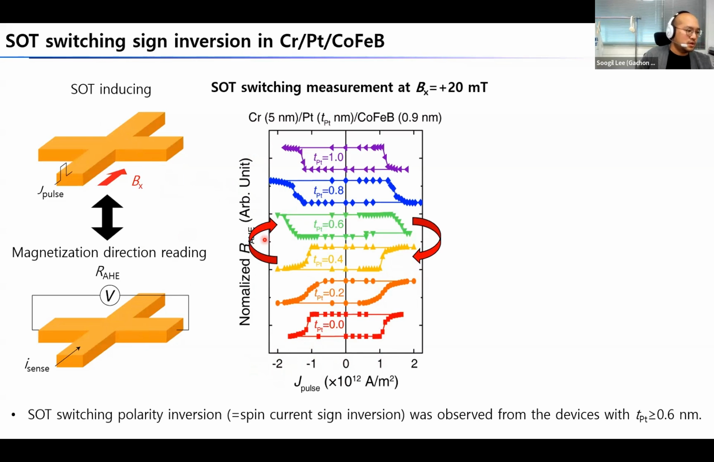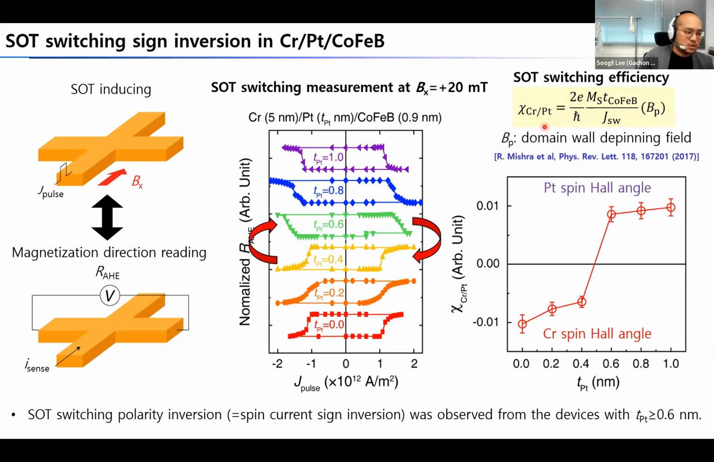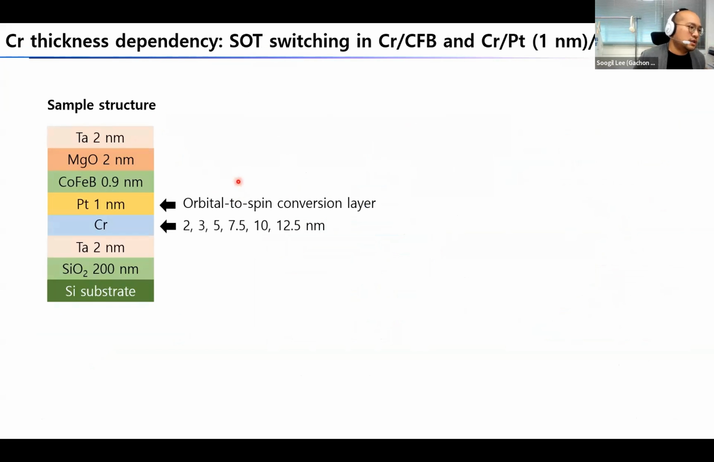We can evaluate the spin-orbit switching efficiency by this equation. This switching efficiency is directly related to the effective spin Hall angle of the system. The spin-orbit switching efficiency shows the sign reversal when the platinum thickness is over 0.6 nanometer, which is consistent with the previous orbital Hall torque scenario. However, of course, other side effects can cause this sign reversal, such as the conventional spin Hall effect of the platinum insertion layer, because it also has a positive spin Hall angle. I would like to exclude this side effect.